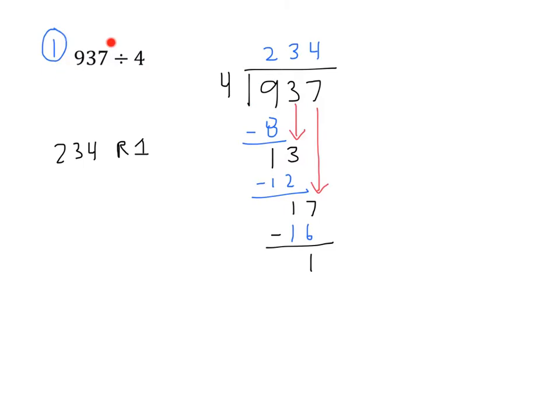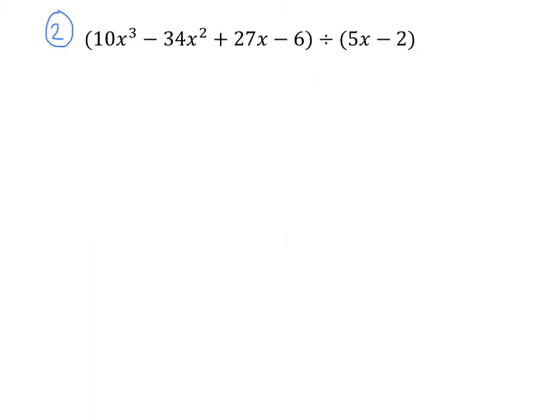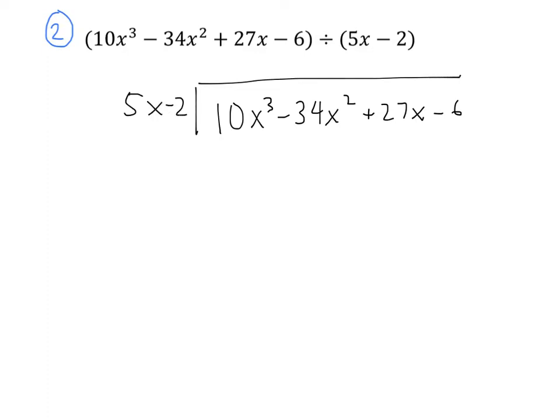So again, 937 objects divided up for 4 people would mean each person gets 234 whole objects, and then they would get an extra 1/4. So they would get 234 and 1/4 objects. Okay? All right, now we're going to use that same process, and we're going to divide this polynomial by this polynomial. So let's go ahead and do 10x cubed minus 34x squared plus 27x minus 6, divided by 5x minus 2.